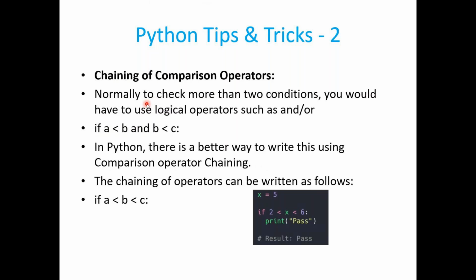And then the second Python tip and trick, which is pretty straightforward again, is called chaining of comparison operators. Suppose the condition is, if a less than b and b less than c. Instead of doing it this way, you can chain it by using if a less than b less than c. You'll get the same output, right? So this is called chaining of comparison operators.